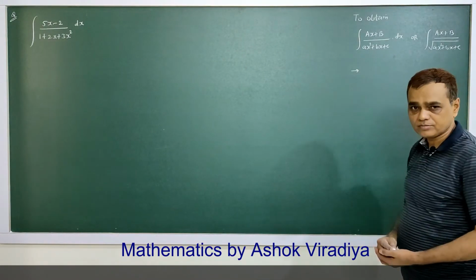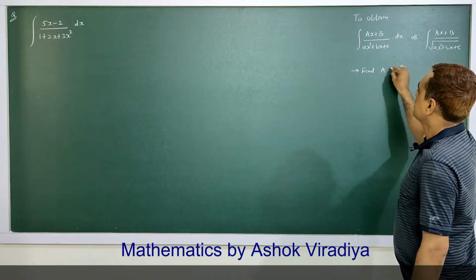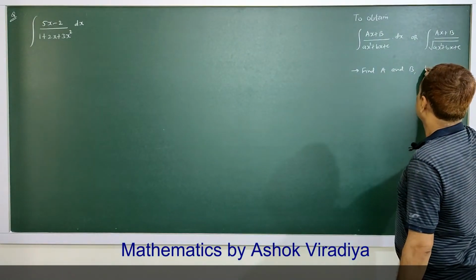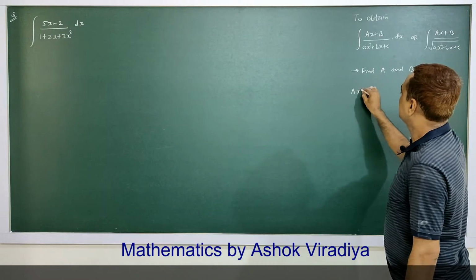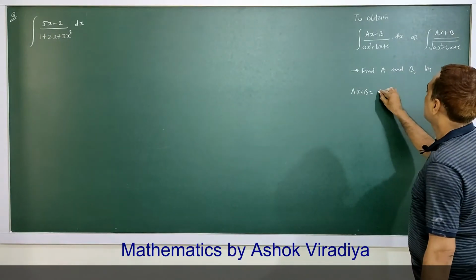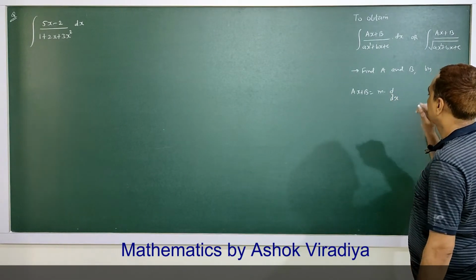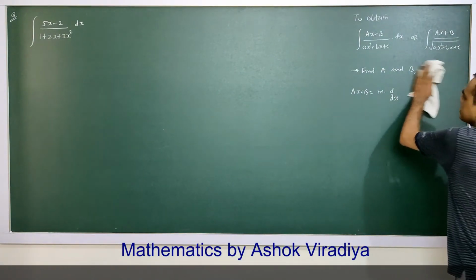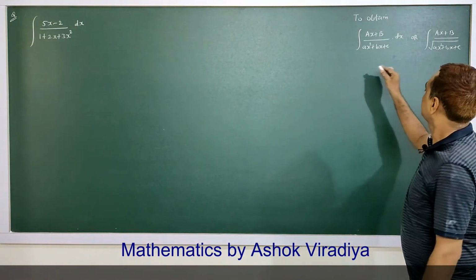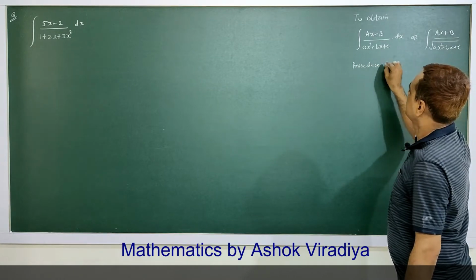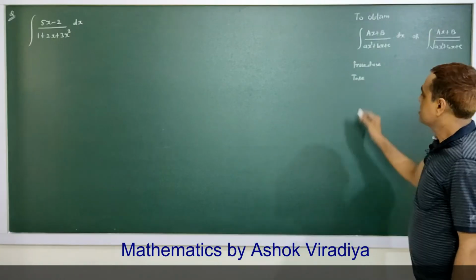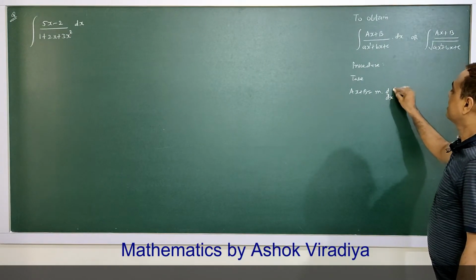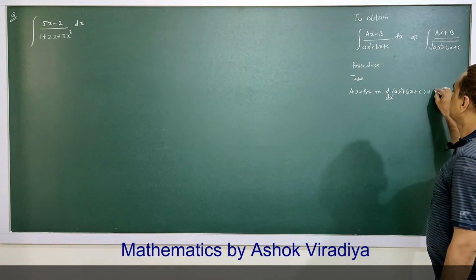Starting is, we shall find capital A and B, these are constants, by supposing ax plus b equal to m into d by dx of ax square plus bx plus c plus n. That is the procedure: we take ax plus b equal to m into d by dx of ax square plus bx plus c plus n.